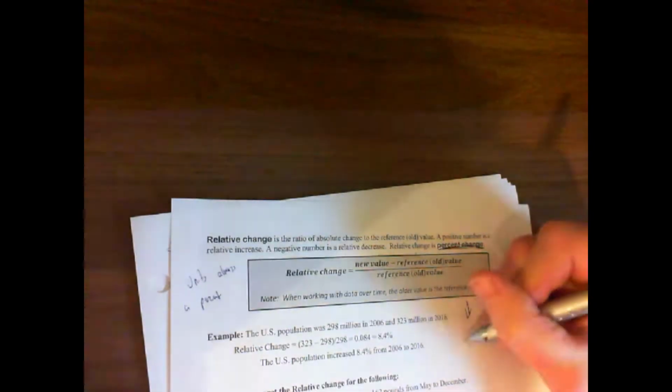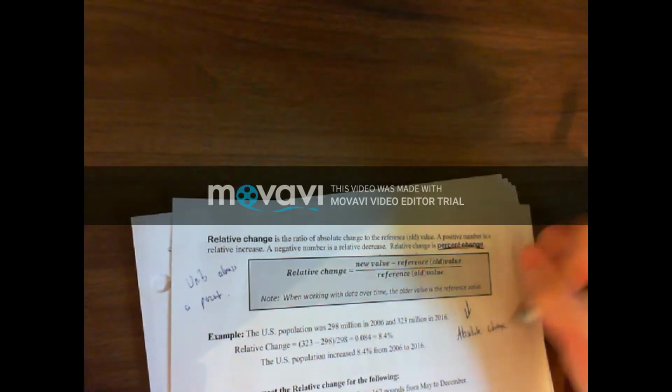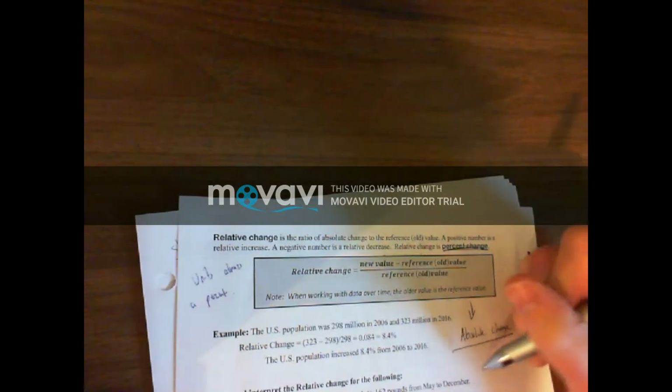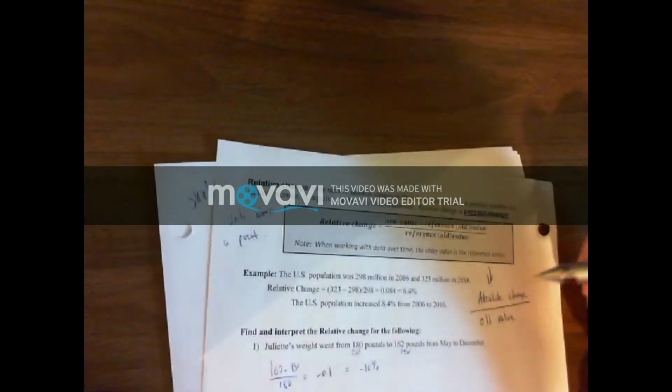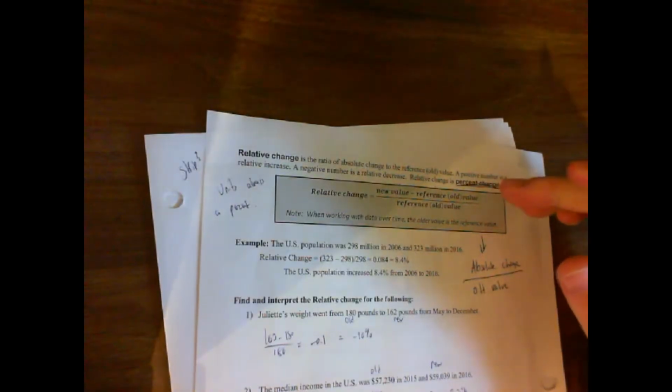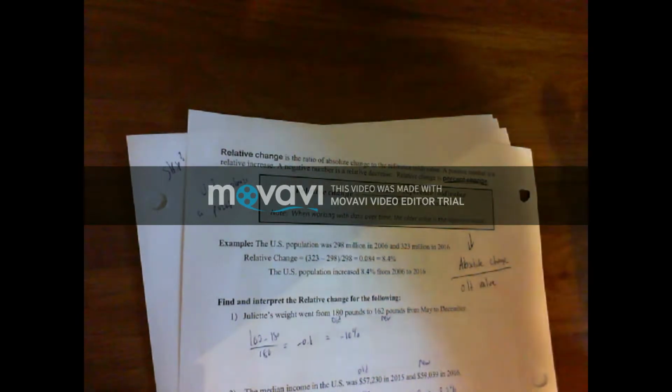Another way you can think about this is the relative change is the absolute change, because new minus old is absolute, divided by the old value or reference value. Just another way to think about it, because most of the time you'll find the absolute change first, then you'll find the relative change. So if you already have the absolute change, just take that and divide by the old value to get the relative.